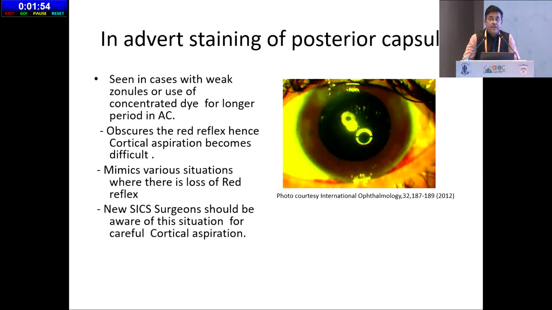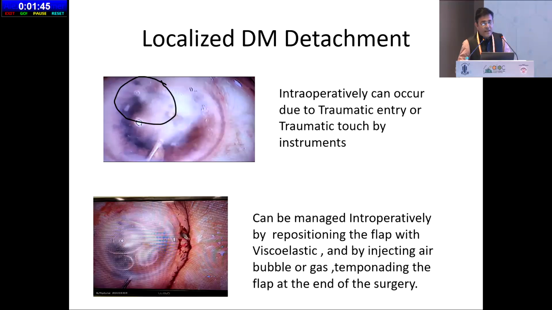Then inadvertent staining of the posterior capsule, which can be a difficult thing for a new surgeon. Cortical aspiration becomes difficult, so you must recognize the situation and do the cortical aspiration carefully. Then localized DM detachment can occur intraoperatively due to traumatic entry or traumatic touch by an instrument. It can be managed intraoperatively by repositioning the flap with viscoelastic and by injecting air or gas to tamponade the flap at the end of the surgery.